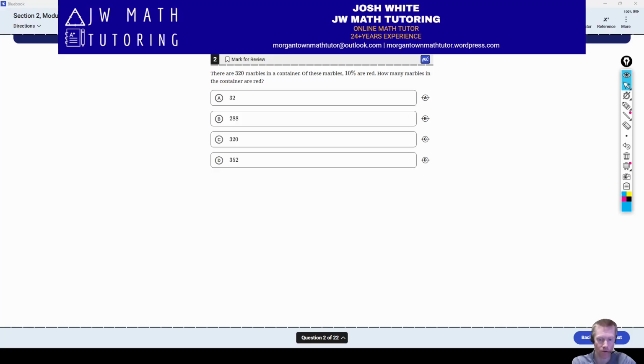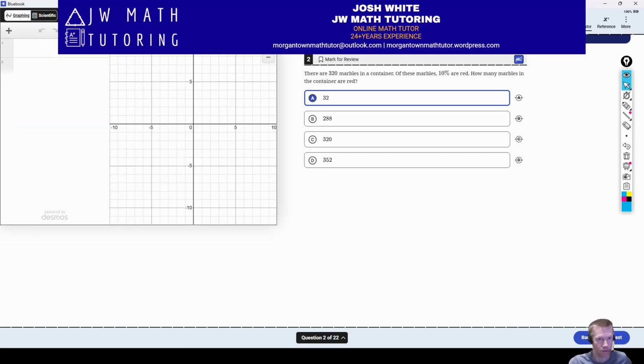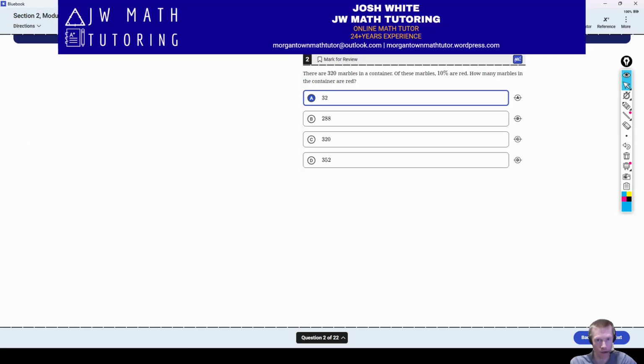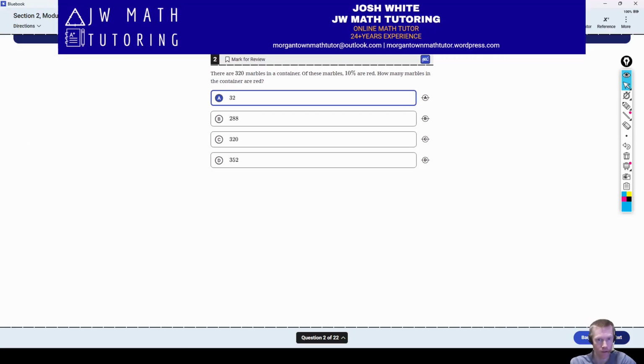Next up, question number 2. This is just a basic percentage problem. We are finding 10% of 320. So that's just 0.10 times 320, which gives us 32. Now, just to show you real quick, you could also just go to Desmos and literally type it in using the percentage sign, 10% of 320, and right there it's 32. So just something else to make sure that you're aware of.